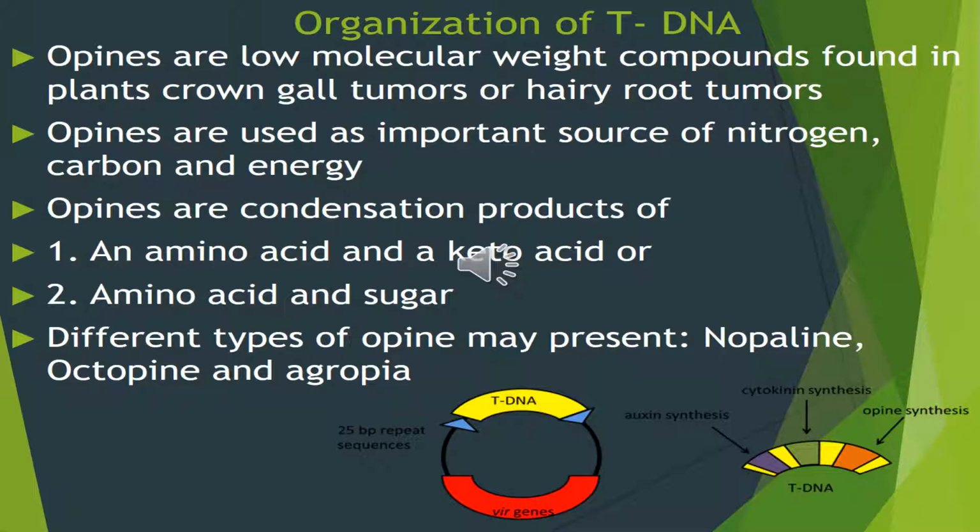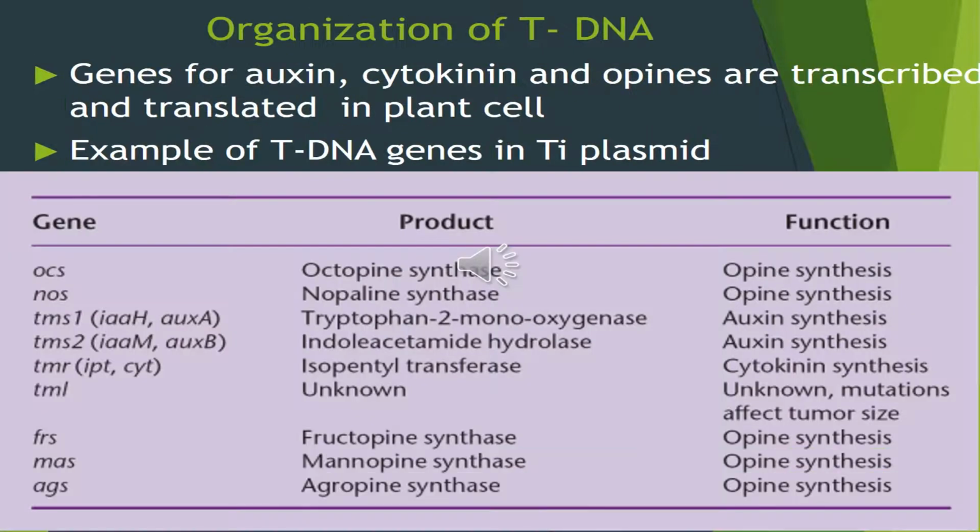There may be the presence of different opines like nopaline, octopine and agropine. Depending on which type of opines are present in the plant, that plasmid will be regarded as either a nopaline plasmid, octopine plasmid, or agropine plasmid. Next, we will have a look at the different types of genes present in the tDNA. Here is a set of genes in the Ti plasmid.